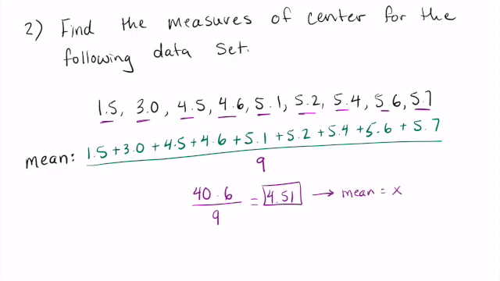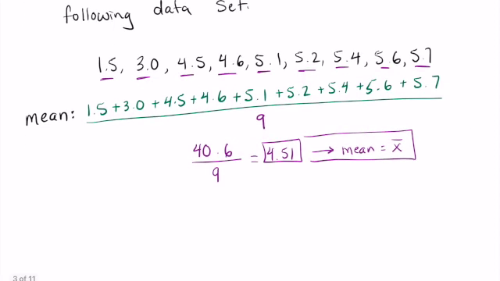And just depending on how your teacher may ask you to round, regardless, that gives me my mean, or another way we can say mean is X bar. All right, so I apologize about that. But our mean is 4.51, which is the average of the data set.